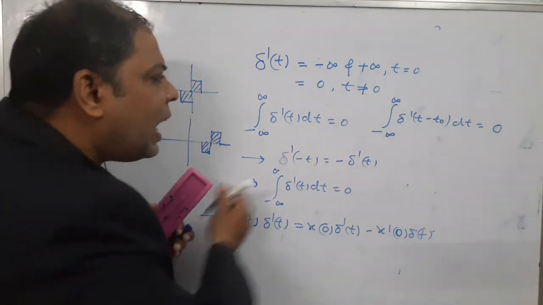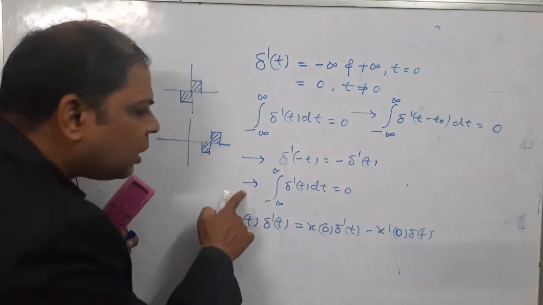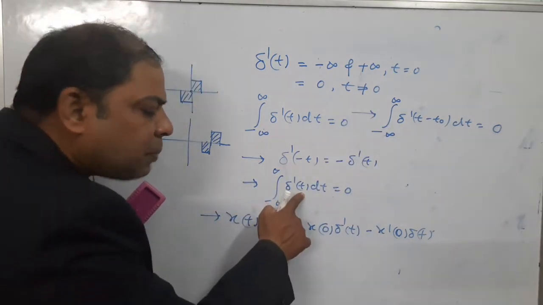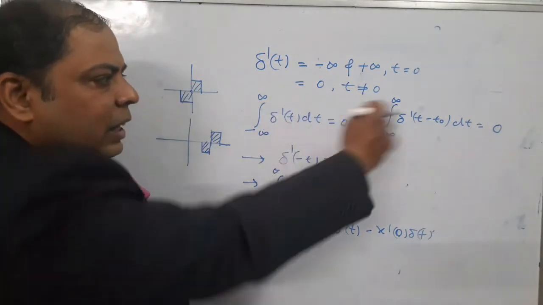Okay. So this you can say another property. Actually this is the extension of this property. In place of t, actually this function you are shifting. So therefore, you are getting this result.